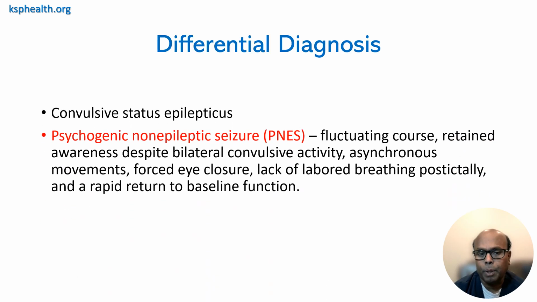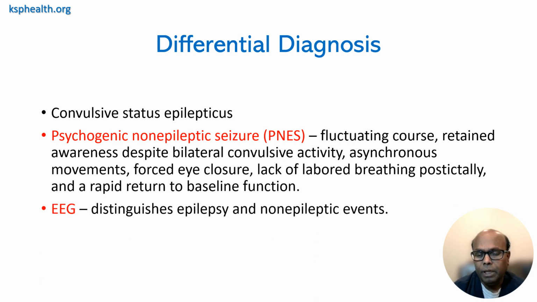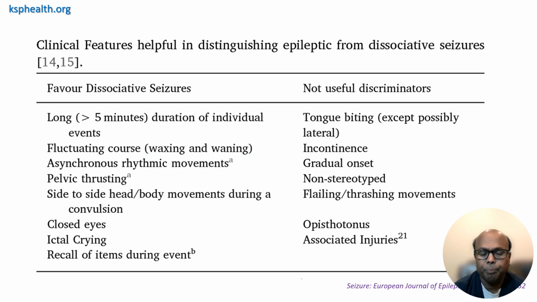Convulsive status epilepticus can be confused with psychogenic non-epileptic seizures. They will have a fluctuating course, retain awareness despite bilateral convulsive activity, asynchronous movements, forced eye closure, lack of labored breathing postictally, and a return to baseline function. EEG distinguishes epilepsy from non-epileptic events.